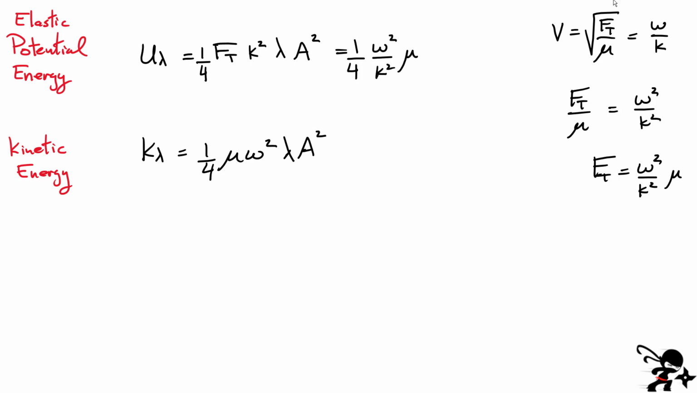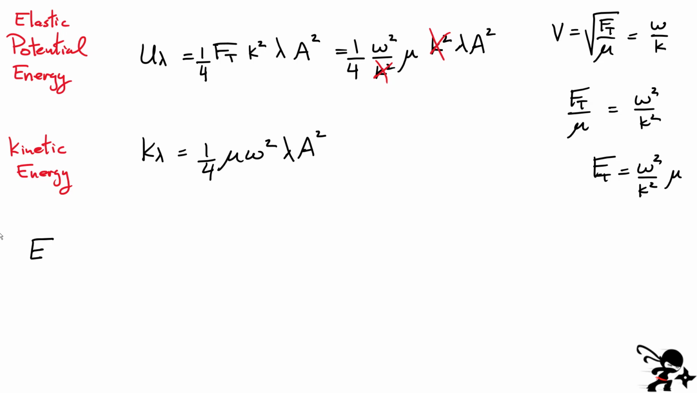Then you still have the other terms. You still have another k squared here. You have a lambda. And you have an amplitude squared. Now there's so many terms here. That's okay. The k squareds cancel out. And now, well, look what you have. You have the exact same expression, right? The average potential energy, or elastic potential energy, and the average kinetic energy in one wavelength here are the exact same thing.